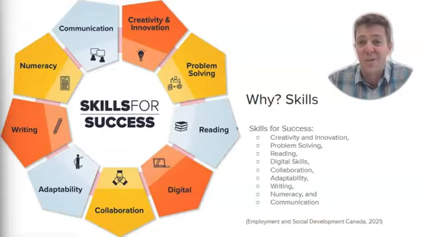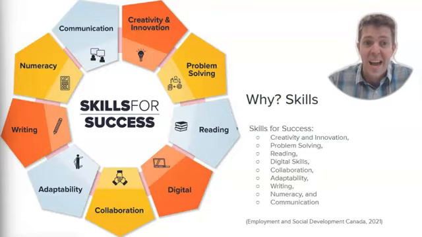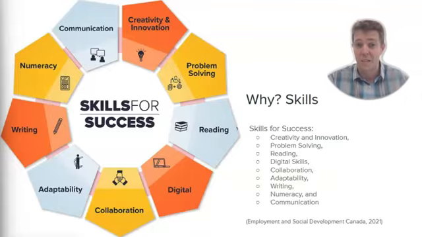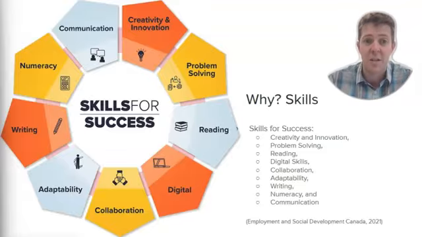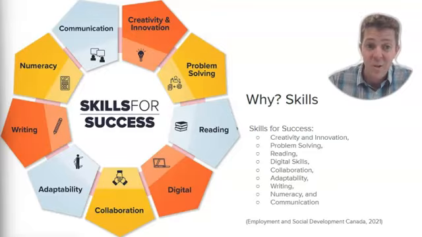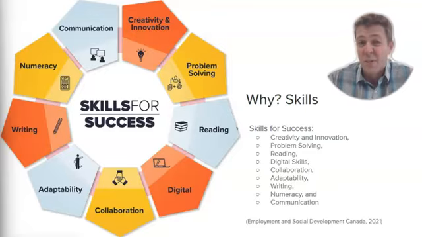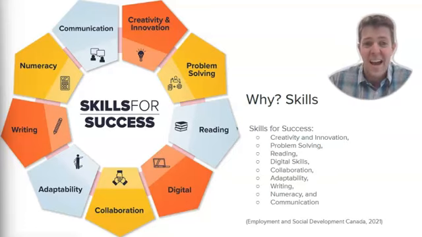In addition to the learner's engagement and how that supports their learning, active learning strategies are also a great way to help the learners develop skills. This Skills for Success model by Employment and Social Development Canada defines a number of skills, including creativity and innovation, problem solving, reading, digital skills, collaboration, adaptability, writing, numeracy, and communication. As learners engage with content, with one another, and with the instructors, they're developing their skills for success. As you will see from the examples that follow, different active learning strategies focus on or prioritize different skills.